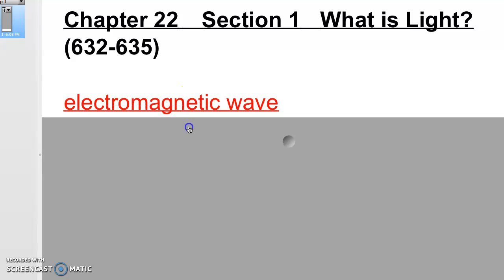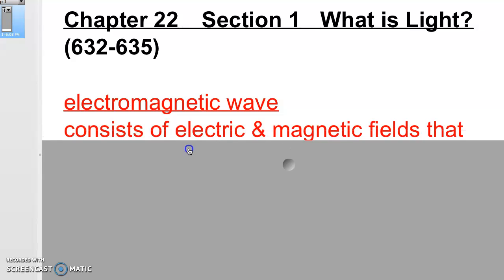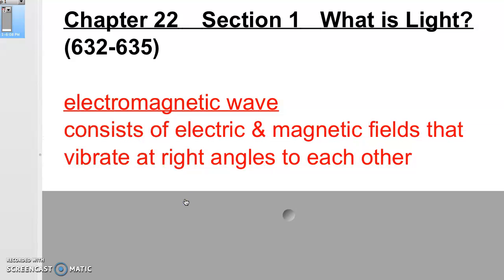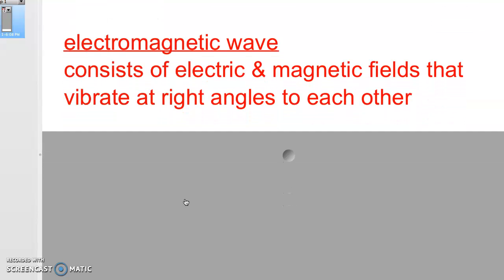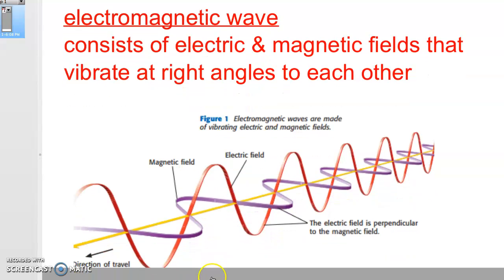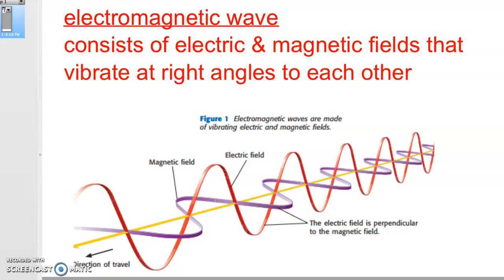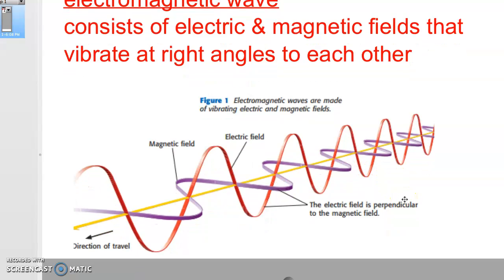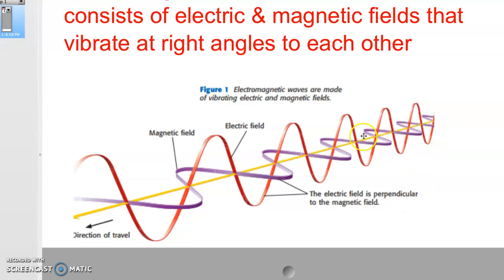So we started out in this section talking about electromagnetic waves. They consist of electric and magnetic fields, and they vibrate at right angles to each other, and that is an important thing to remember. If we could visualize them, clearly we can't see them. You'll notice the magnetic field is in purple going across here, and the electric field is moving up and down. So they are perpendicular to each other, and they're traveling towards the left in this case. So you can see the direction of travel there.